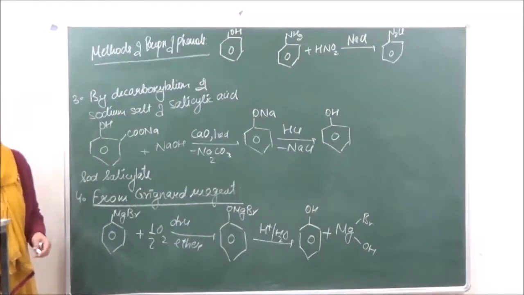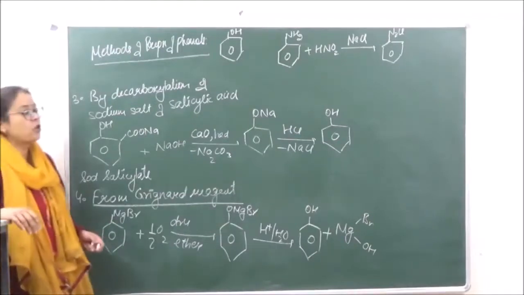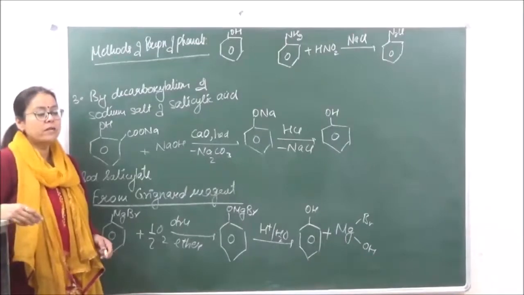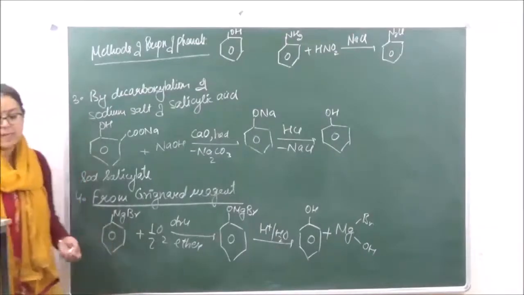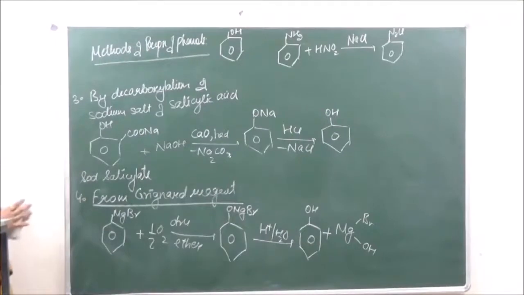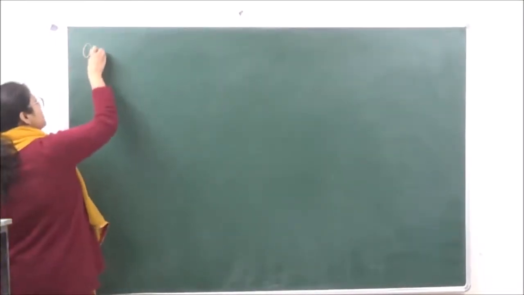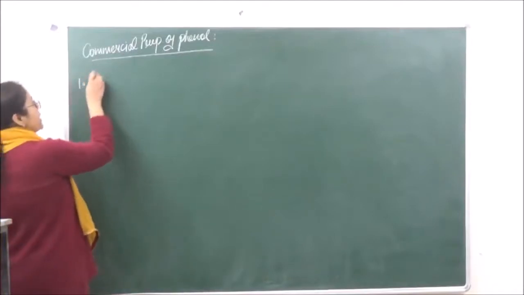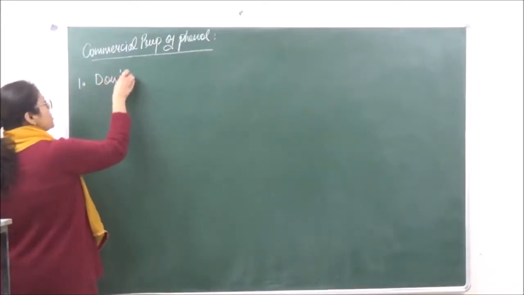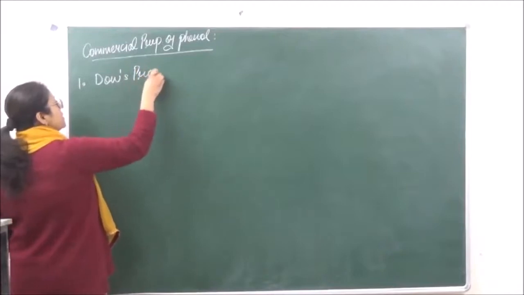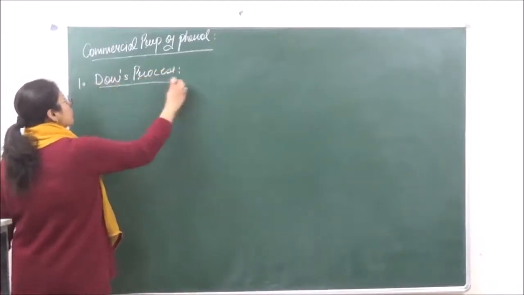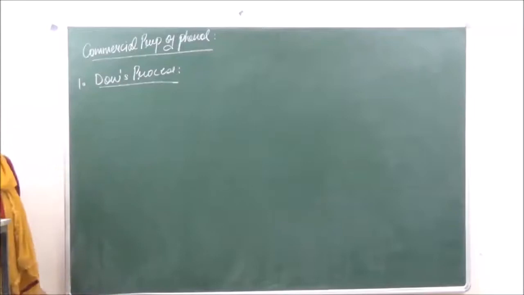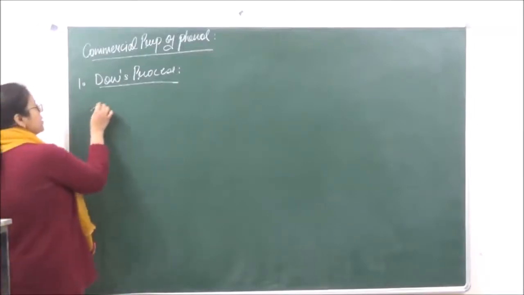Then let's go on to the commercial preparation of phenol. How is phenol prepared on large scale? Now when we're doing the commercial preparation of phenol, one method which we've already done is the Dow process, where we are preparing phenol from chlorobenzene. This reaction we have done in haloalkanes, so let's repeat it again.